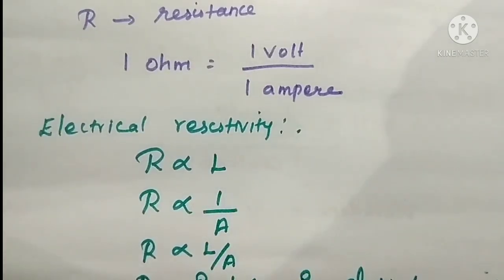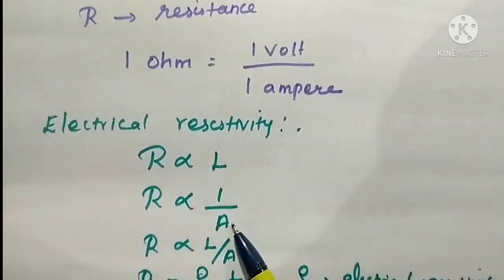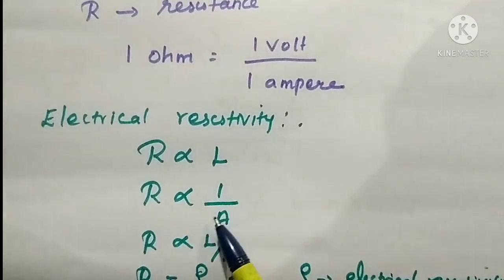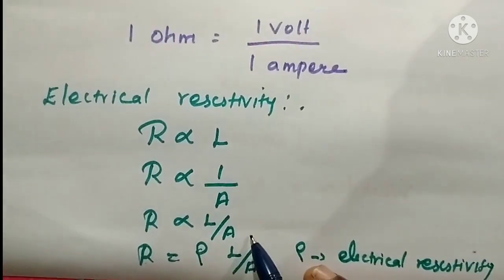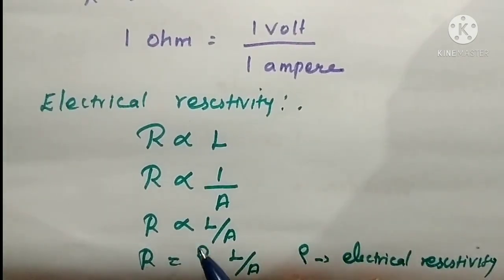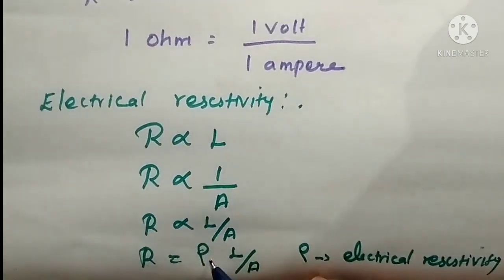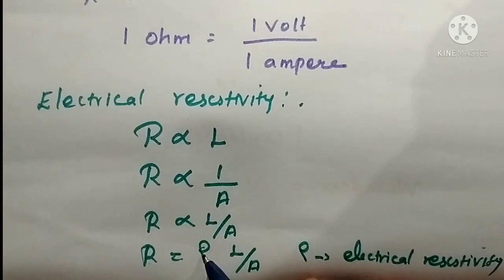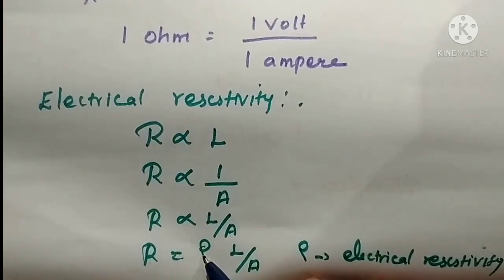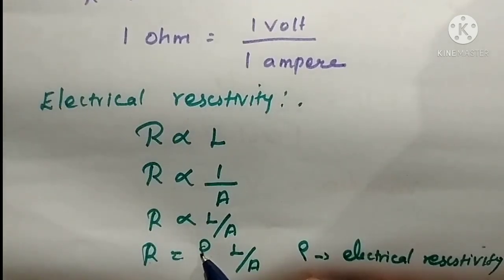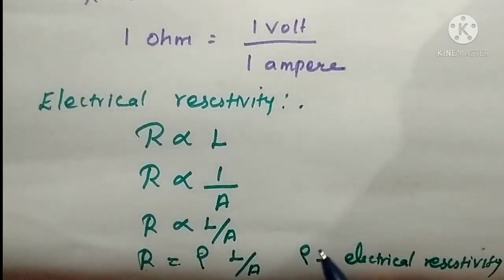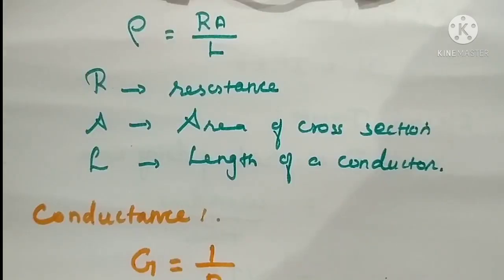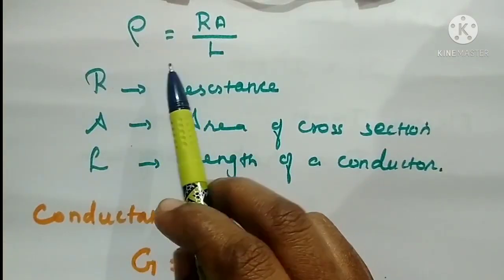And it is inversely proportional to what? Area of the cross section. By combining these two, R is proportional to L by A, length by area. Here R is equal to rho into L by A. Here this rho is called the proportionality constant, that is electrical resistivity. So R is equal to rho L by A. So here rho represents electrical resistivity.